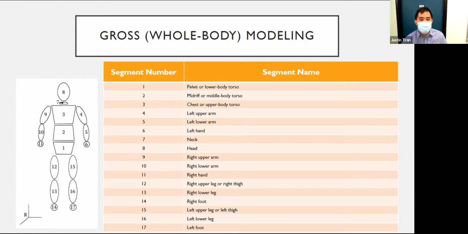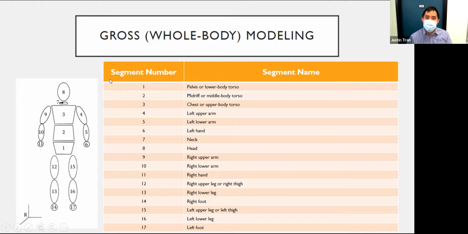The first thing you'll notice is that the numbering system starts at the pelvis, number 1 right here. The reason we do that is because the pelvis is often seen as the central focal point of the body. If you consider all of the mass of the segments of the human body and find its center of mass, for most people it's going to be around that pelvis area. That's where we start the numbering.